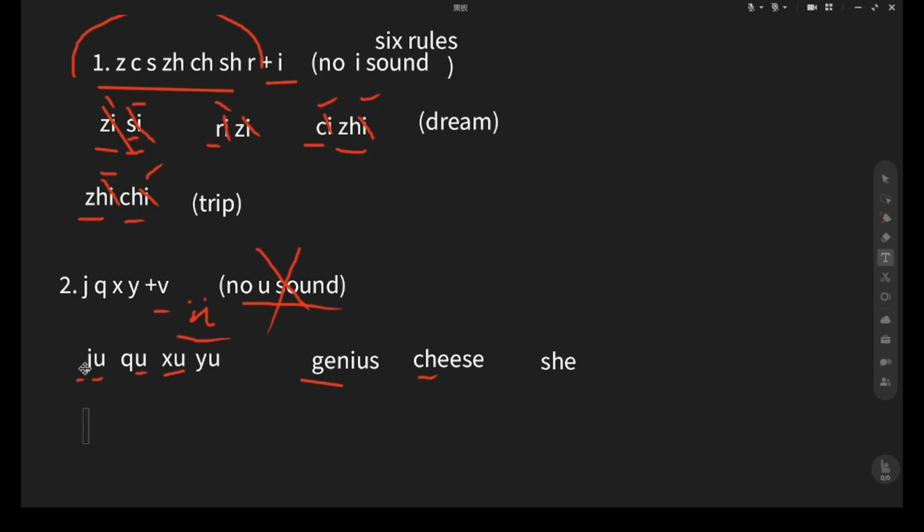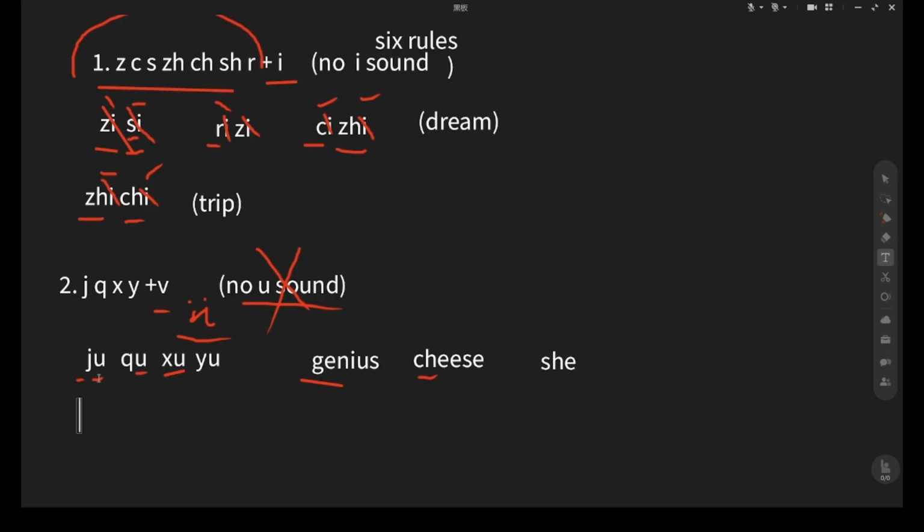It's ji, yu, ju, okay? So you can read it as qi, yu, qu, not chu. Xi, yu, xu, not shu. Yi, yu, yu, okay? Yu sound. Still a yu sound, okay? So try to remember this point, okay?